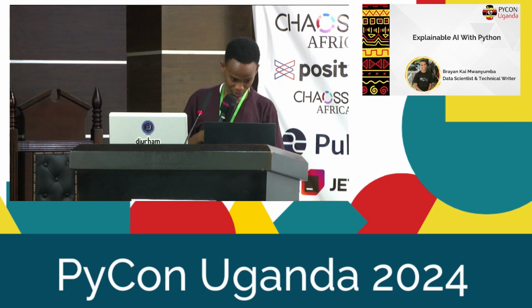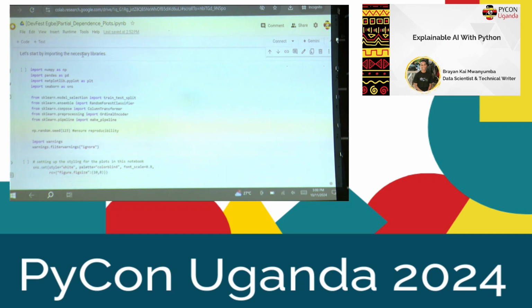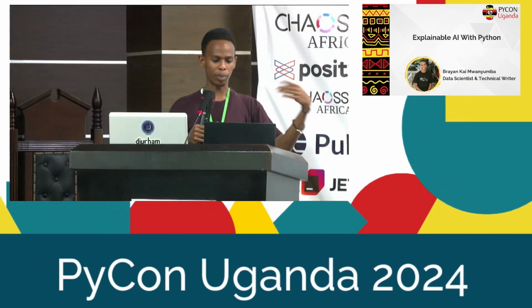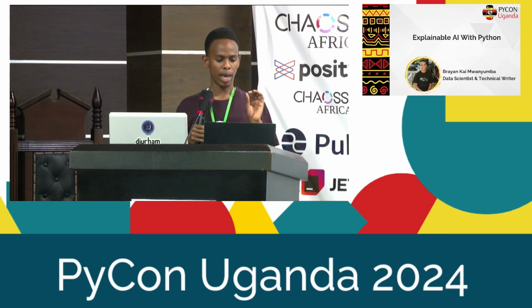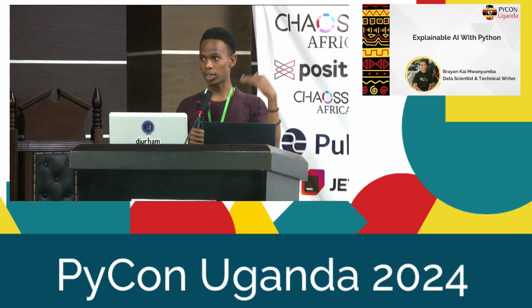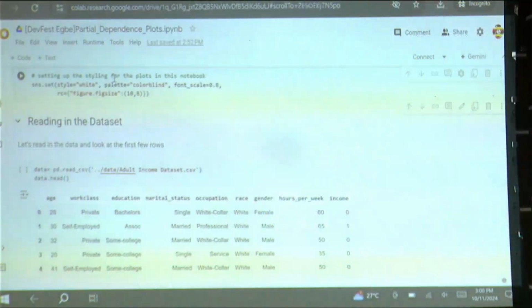Thank you. Let's continue. So we import the libraries. This is just normal. Import NumPy as np, Pandas, Matplotlib, Seaborn, and all of them. And then np.random.seed, import warnings. So this is just the things we always do. And then we set up styling for plots. And then we are now reading the data set.